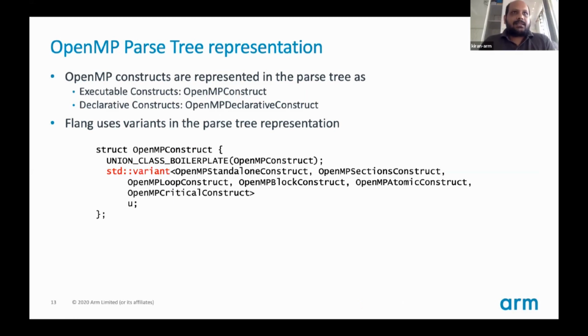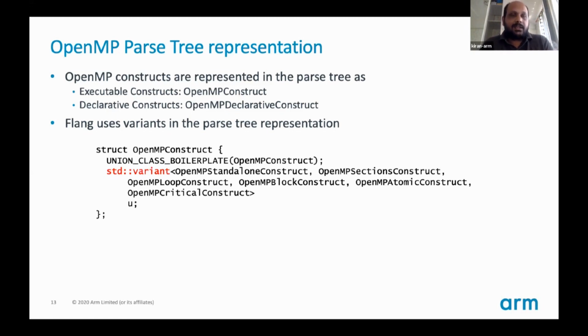So the first step in this is to have the parse tree. So there should be a representation for OpenMP constructs in the parse tree. There are basically two kinds of OpenMP constructs. One is the executable constructs and the other is the declarative constructs. And we have high-level structures for these in the parse tree. So for the executable ones, you have the OpenMP construct, and for the declarative ones, you have the OpenMP declarative construct.